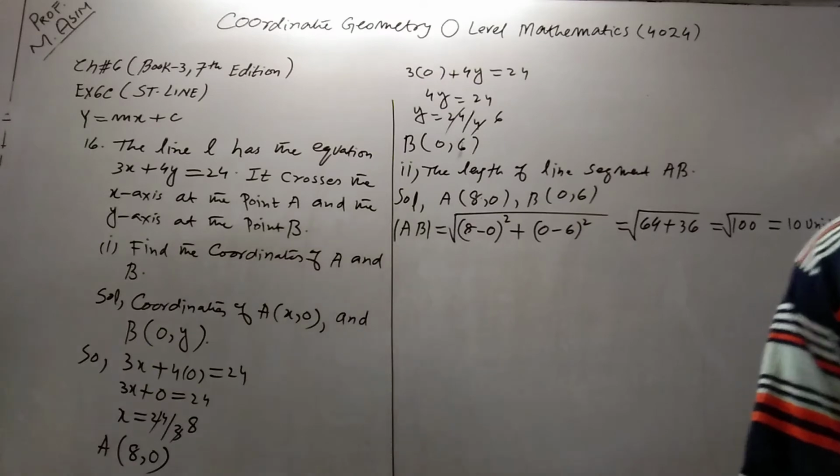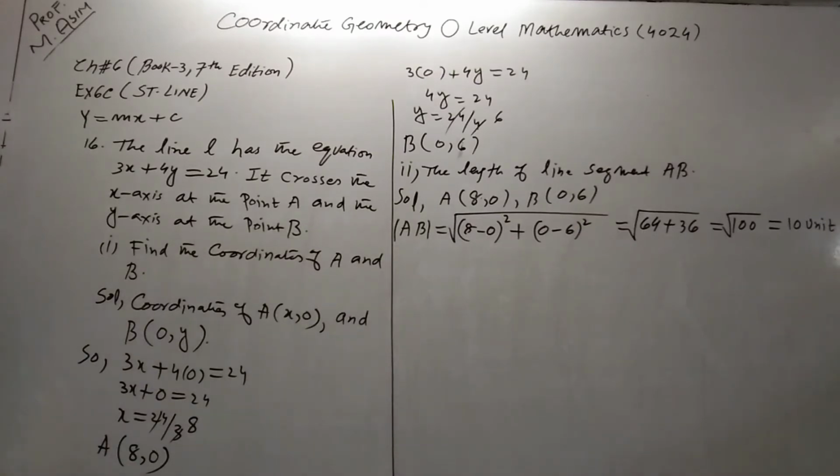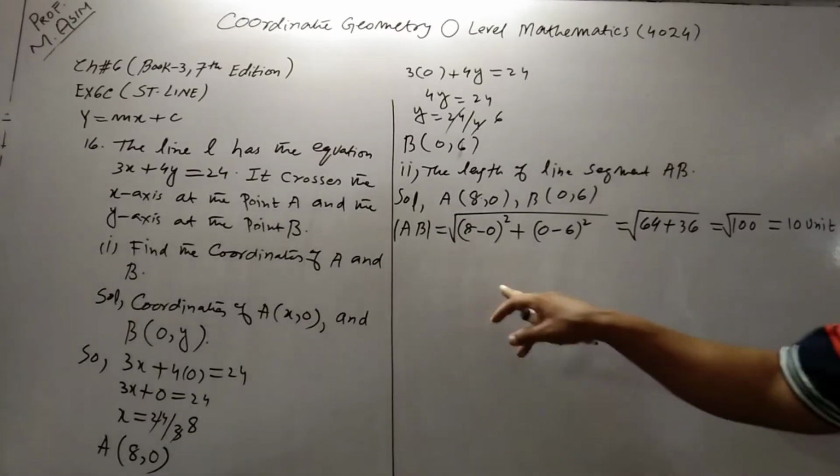Hope you understand how we get the answer of part 2 by using distance formula. The length of AB is 10 unit.